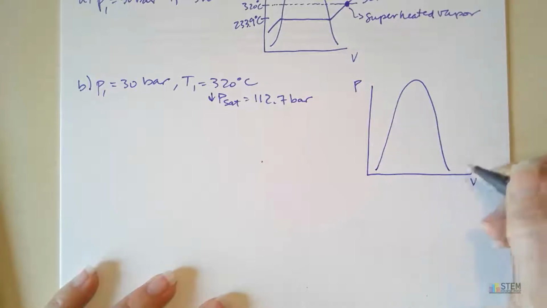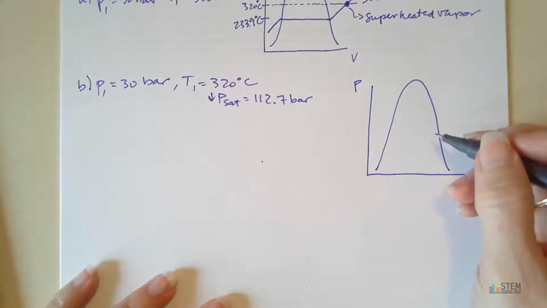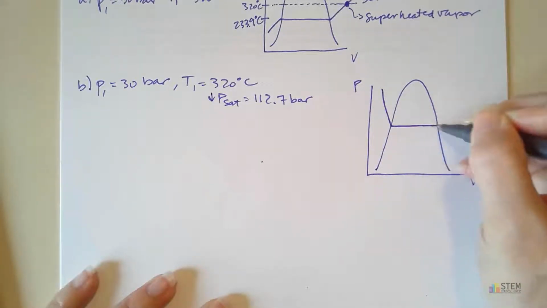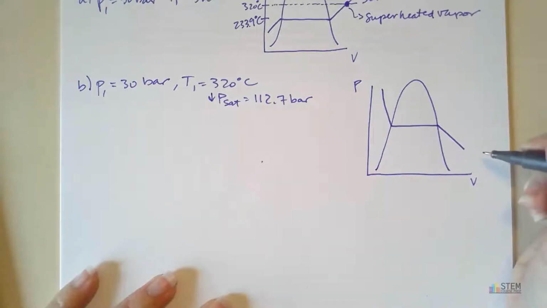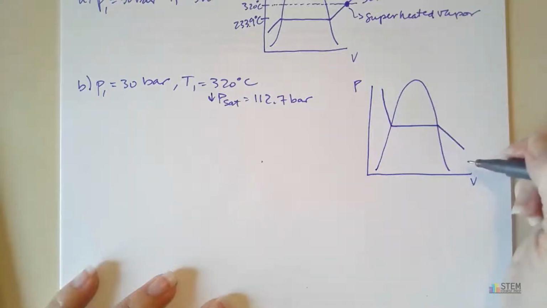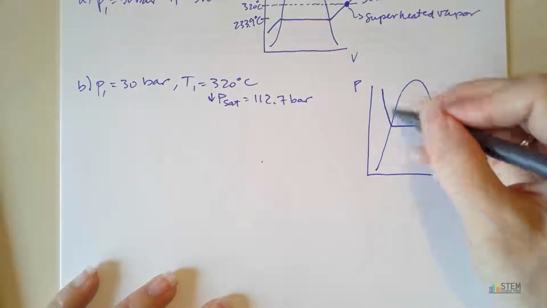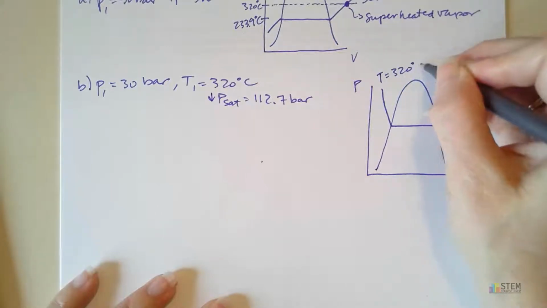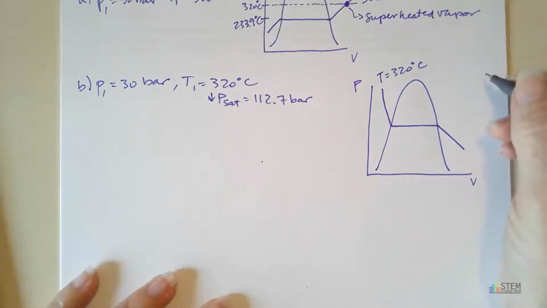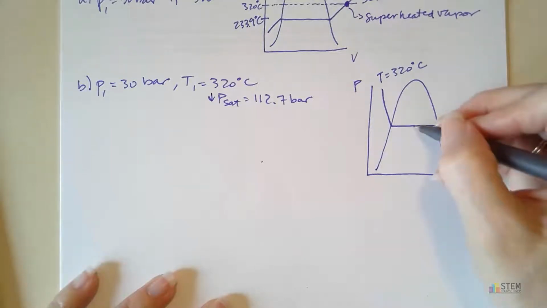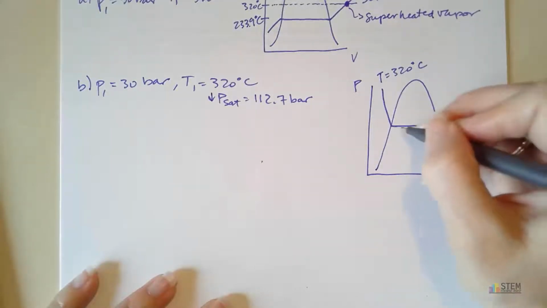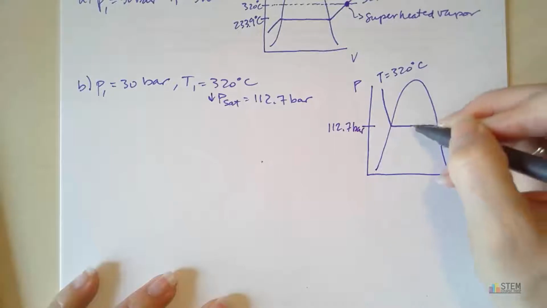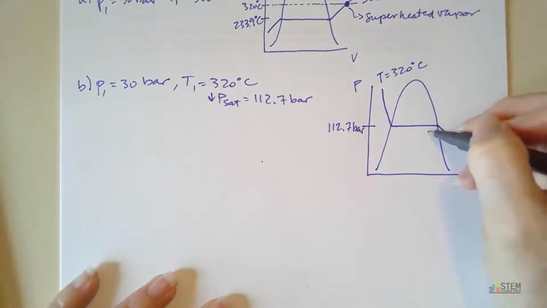So now with this, if we are at a temperature of 320, our line is going to look like that. It kind of switches the shape it has when you're doing the PV diagram. This is going to be a line of constant temperature, or an isotherm, and this would be the 320 degrees Celsius. Now, this saturation pressure right here, that's where we have vaporization. That's going to be the 112.7 bar. So that's your pressure for this line right here.